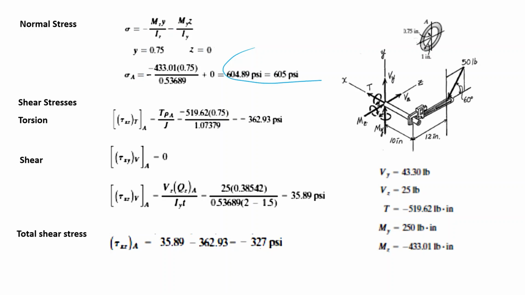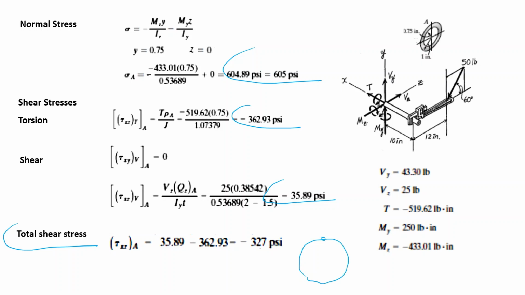Well, here we have everything. My normal stress, and my shear stress due to torsion and due to the shear force in the Z direction. I have to find the total shear stress. How do I find it? So this is my section, my point A.